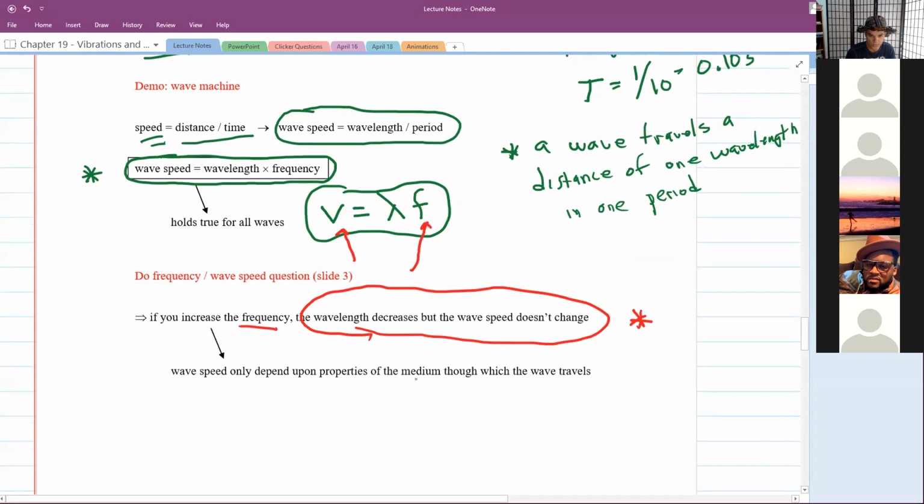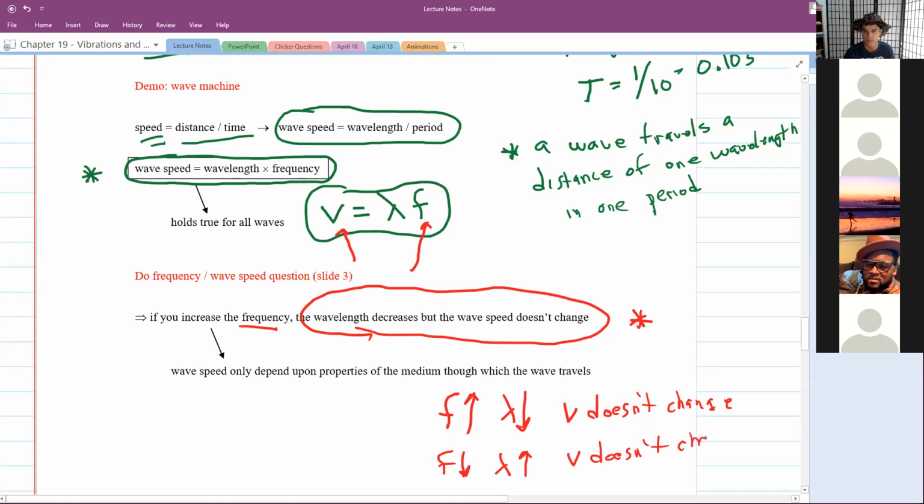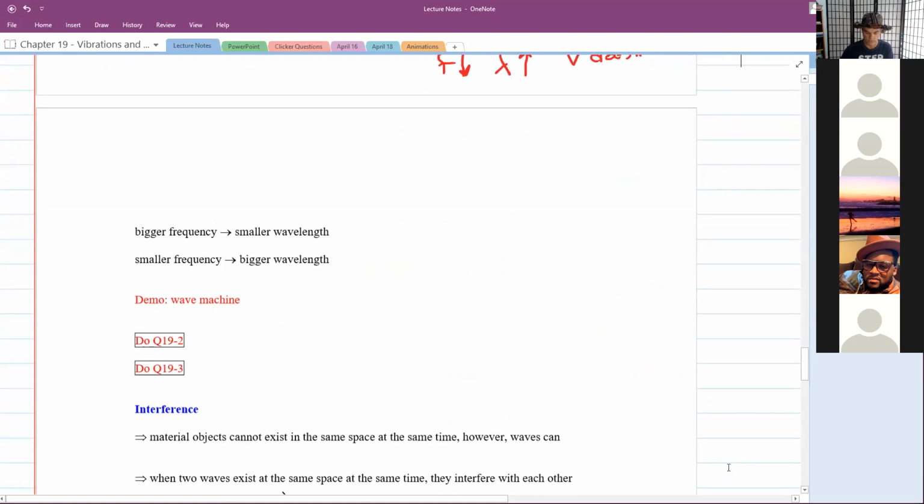So if the frequency goes up, the wavelength goes down, but the wave speed doesn't change. If the frequency goes down, the wavelength goes up, but again, V doesn't change. So, summing it all up, bigger frequency, smaller wavelength; smaller frequency, bigger wavelength.